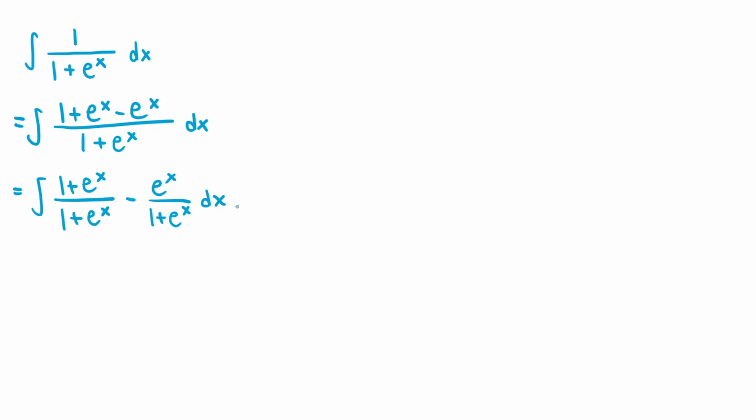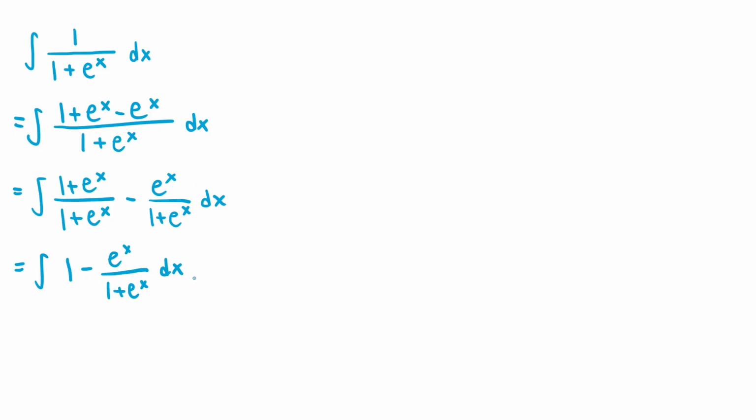You might ask what the point of adding e to the x then subtracting e to the x in the numerator was. And it's so that we have the 1 plus e to the x term in the numerator, which would cancel out nicely with the 1 plus e to the x in the denominator. So the 1 plus e to the x over 1 plus e to the x simplifies to 1, and the minus e to the x over 1 plus e to the x stays the same, which means the integrand is just 1 minus e to the x over 1 plus e to the x.